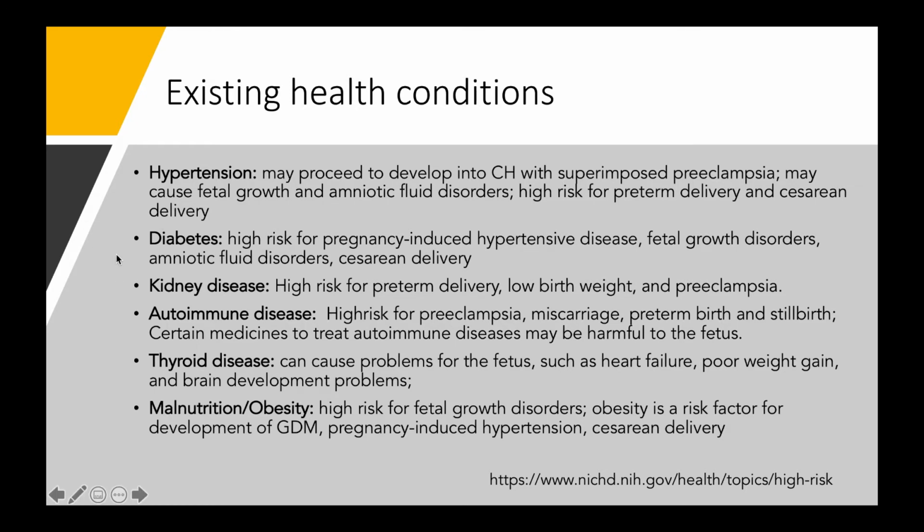Diabetes puts the patient at risk for developing pregnancy-induced hypertensive disease, fetal growth disorders, amniotic fluid disorders, and cesarean delivery. Kidney disease puts the patient at risk for preterm delivery, low birth weight, and preeclampsia. Autoimmune diseases put the patient at risk for preeclampsia, miscarriage, preterm birth, and stillbirth. And of course, certain medicines to treat autoimmune diseases may be harmful to the fetus. Thyroid disease can also cause problems for the fetus such as heart failure, poor weight gain, and brain development problems.